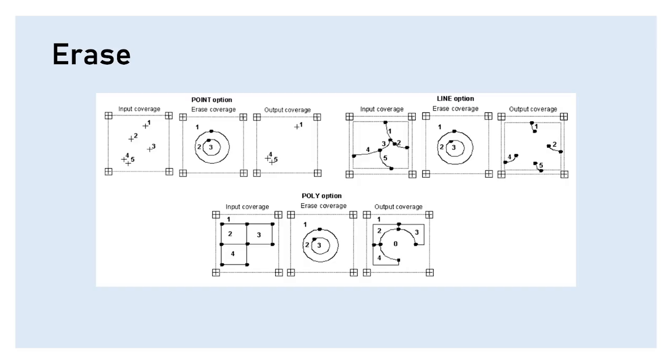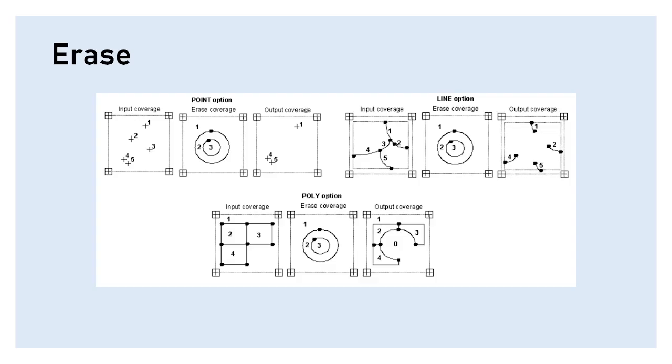Then the next one that we have is the erase option. Basically, it is excluding those areas which are not common. Earlier, in clip, what were we doing? We were only extracting those areas which were common. But here you are removing the area which is not common.